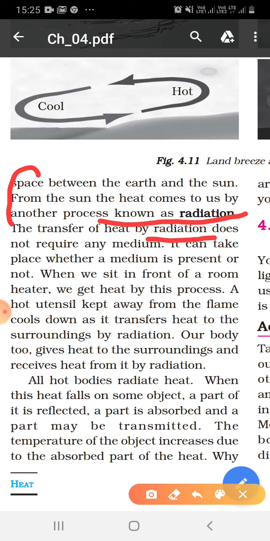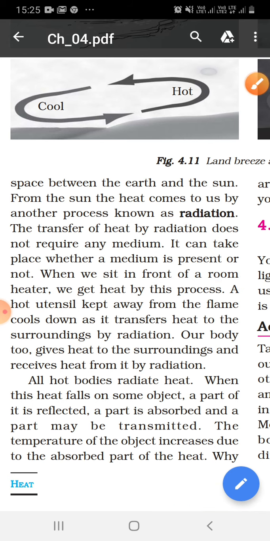The transfer of heat by the radiation process does not require any medium. It can take place whether a medium is present or not. When we sit in front of a room heater, we get heat by the process of radiation. Okay, I hope now you are able to understand these three processes of heat transfer. One is conduction, second is convection, and third is radiation.